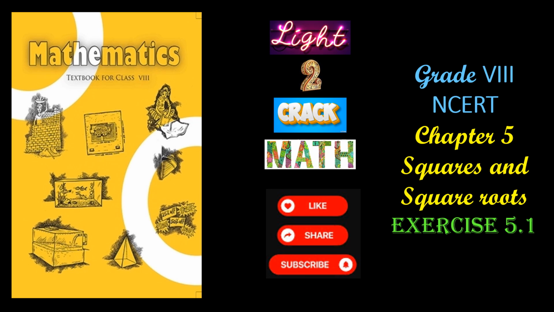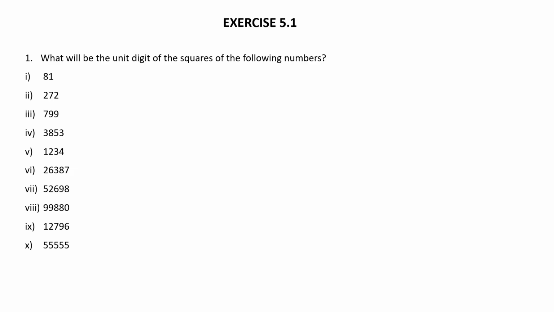In today's video, we are going to discuss the solution for exercise 5.1. So the first question given to us is, what will be the unit digit of the squares of the following numbers? They have just asked the unit digit of the square of the given number. So what you'll have to do is, whatever is there in the ones place, just calculate the square of that alone.